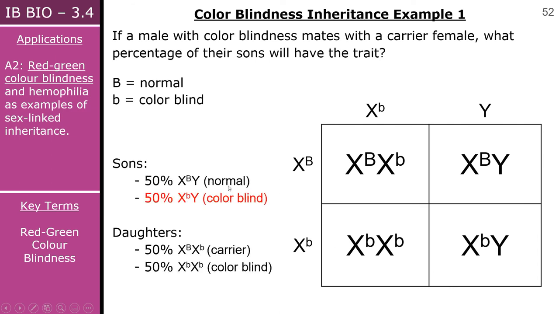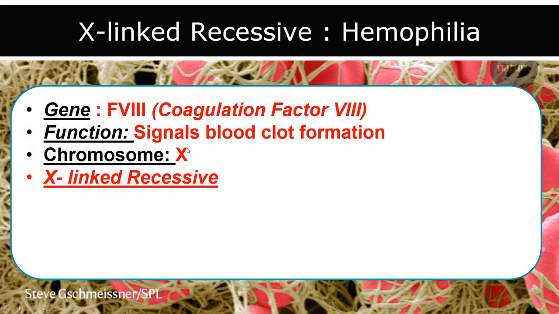So when you're setting these up and you're reporting, give the distinction between the sons and the daughters, because you can't lump them all together anymore. So you have to split it, say 50% of the daughters are colorblind and 50% of the daughters are carriers. In this case, 50% of the sons have normal vision and 50% of the sons are colorblind. So it changes a little bit how you report the genotypes and phenotypes.